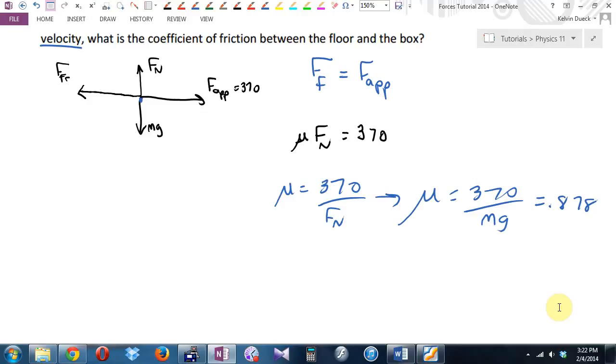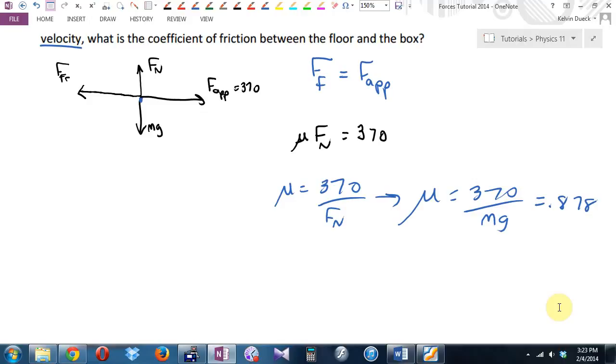None. That's another common mistake. I'll say to kids, find the force of friction, and they'll find mu. Mu's not a force. Mu is the coefficient of friction, which describes just how sticky two objects are compared to each other.